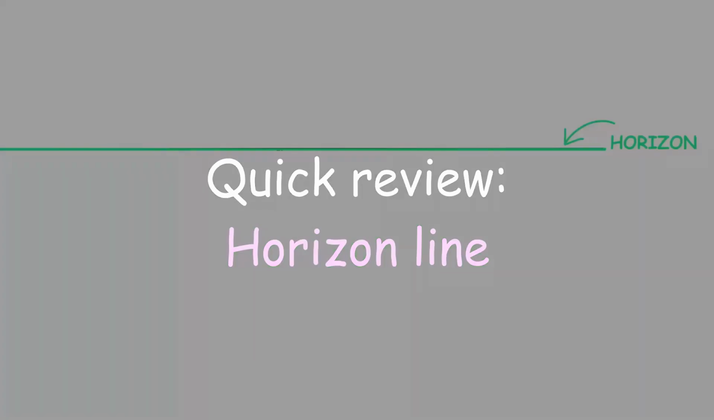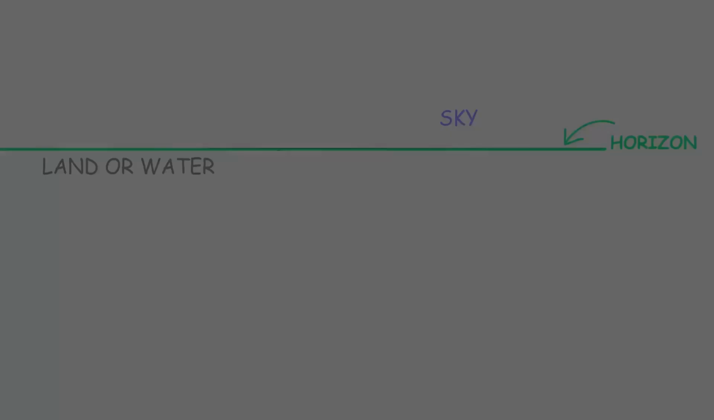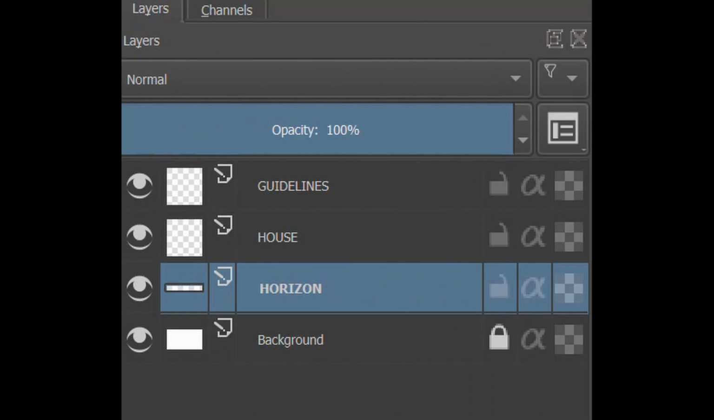Let's take a quick look at the horizon line. In a few words, it could be described as an imaginary horizontal line that represents the viewer's eye level. It is like a dividing line that emerges when the sky meets land or water. Since it's imaginary, I would advise you to put it on a separate layer. This way, you can turn it off or remove it when you are done drawing your perspective.